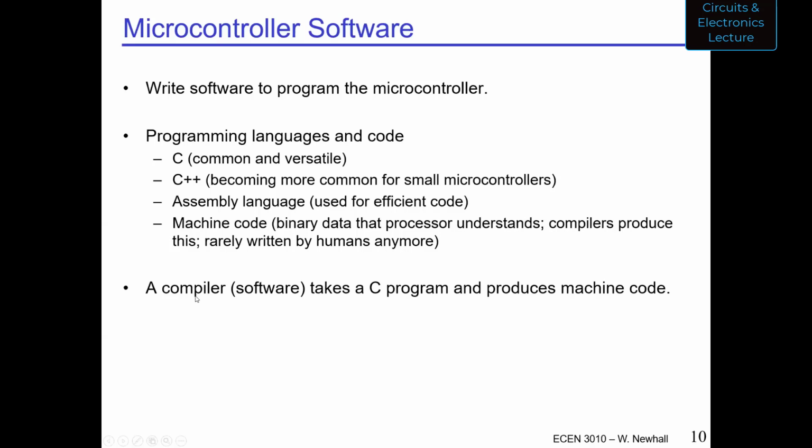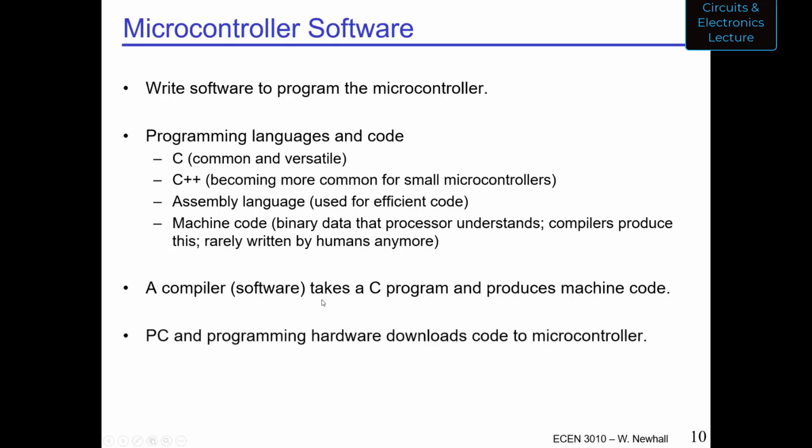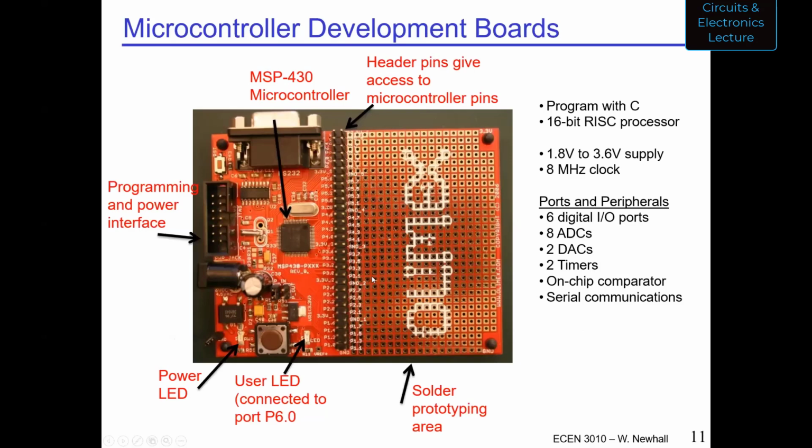So you take a compiler, and it takes a C program or C++ or even assembly, and it produces machine code that can be read by the CPU in the microcontroller. Now you have that code compiled on your PC, and you get some programming hardware, or that hardware might be built into the board, like on an Arduino, and you download that code to a microcontroller. Okay. So this is an example board.